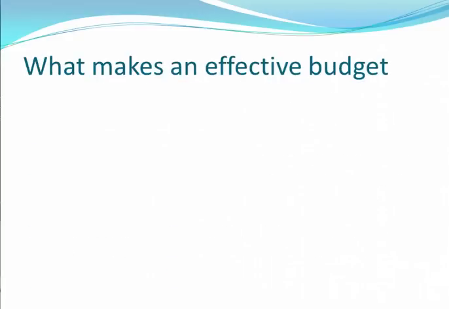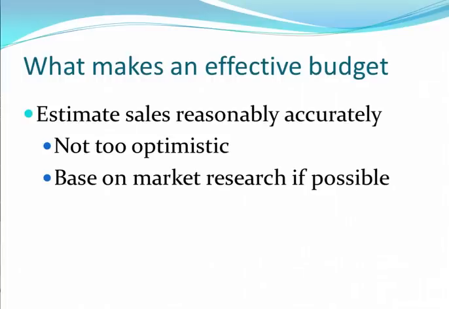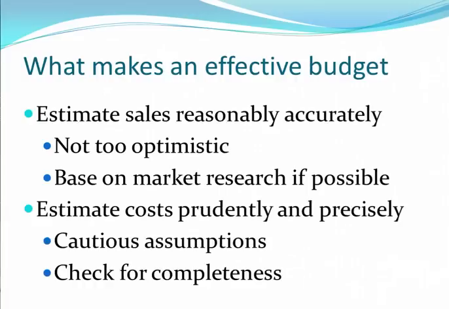So what makes an effective budget? The most important thing to do is to estimate sales reasonably and accurately. You mustn't be too optimistic, and as much as possible it must be based on your market research. The other thing is to estimate your costs prudently and precisely. You need to be cautious in your assumptions and check as much as you can that you have considered everything that you might have as a cost for operating your business.